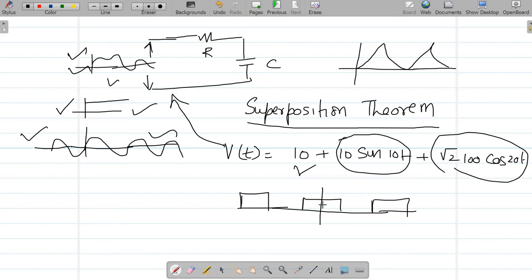So this type of signal can be converted into a DC term plus sinusoidal terms, and then the response due to each term can be found, and finally the total response can be found by adding up all the responses. So this is one reason why we want to study the Fourier analysis.